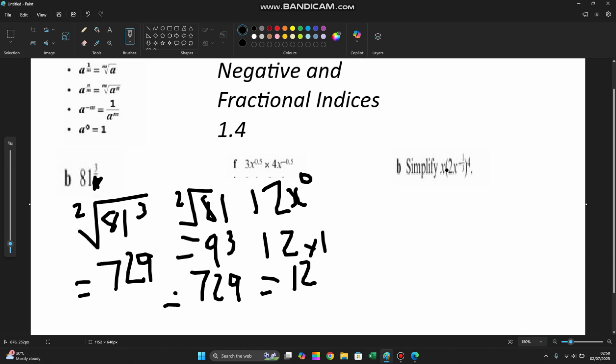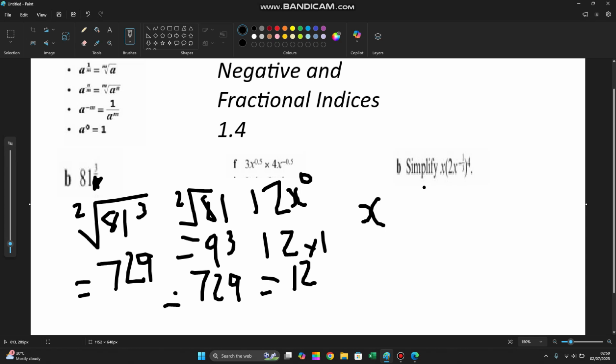Simplify x times brackets 2x to the minus a third, all to the power of 4. That looks very, very scary, but we can quickly and efficiently do this. Firstly, let's just consider this here, 2x to the minus a third all to the power of 4. As we're multiplying by x, we can just focus on this, because the x is not going to play any part until we've finished simplifying all this, and then we can multiply by x.